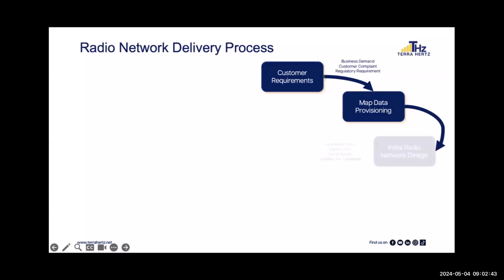Okay, so it needs to have a customer requirement. And then we'll have the map data provisioning, to plan where to put the cell sites or the RUs. After that, they will have the initial radio network design. They will check how many sites are needed, in terms of coverage and capacity. Coverage is decided by the frequency, the number of radios, antenna height, antenna azimuths, and tilting. But capacity dimensioning becomes very critical in Open RAN.